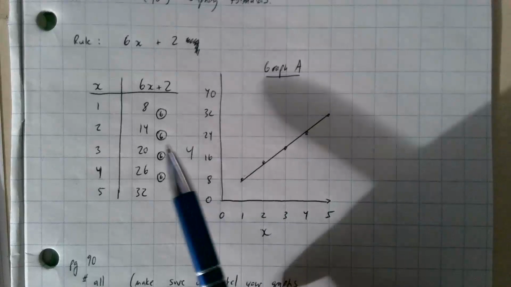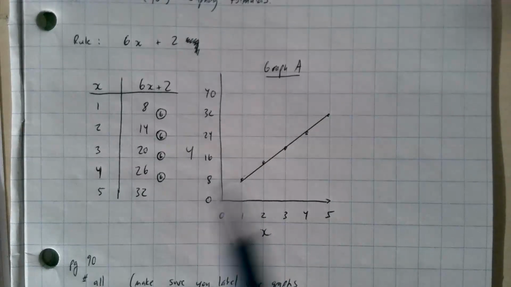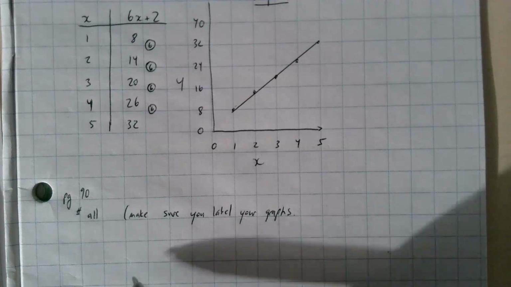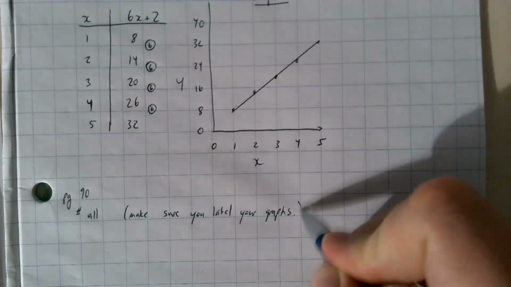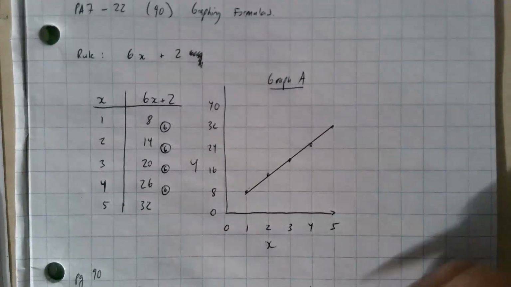Sometimes they'll give you the graph, then you have to turn it into a t-table and then find the rule, or vice versa. But we want to understand, how do we go through this process when you are creating your graphs, because eventually you're going to have to create graphs. I think on number 3, yeah, the last 3 questions of this page. Make sure you label your graphs, please. Like what I did. There should always be 3 labels on every graph. There should always be a title.